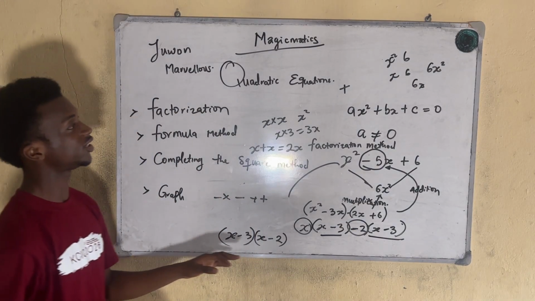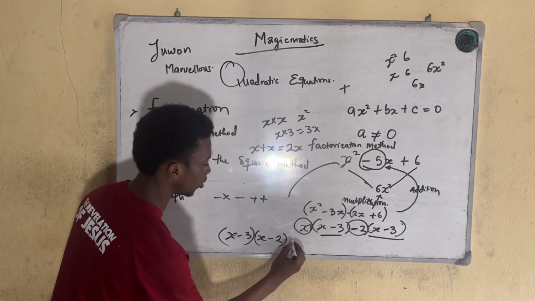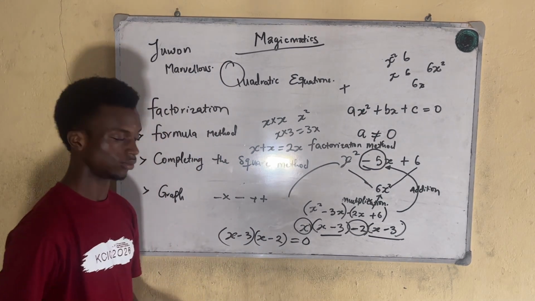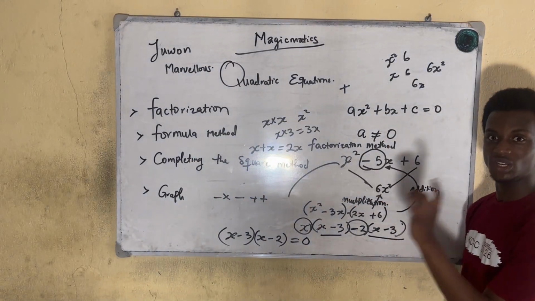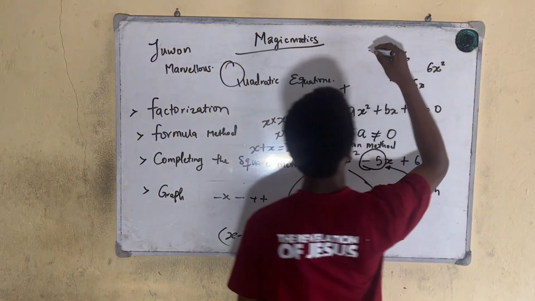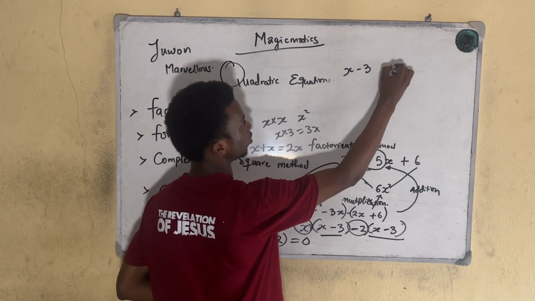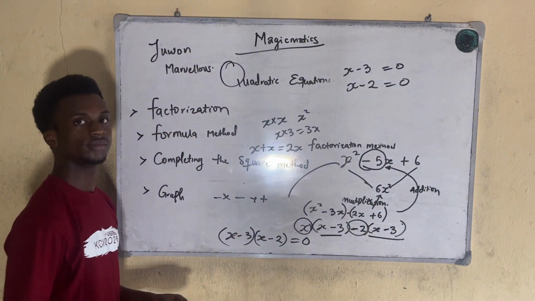Remember, our quadratic equation is always equal to what? 0. Equal to what? 0. So, we're going to bring the both of them. Remember, it's x squared. So, we need to have 2 values for x. x minus 3 equals 0, and x minus 2 equals 0.